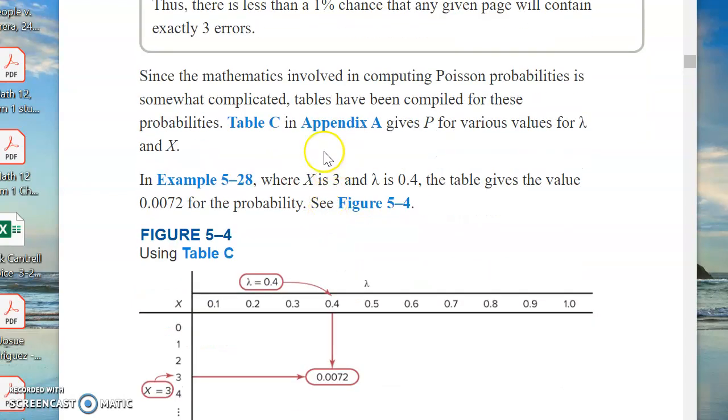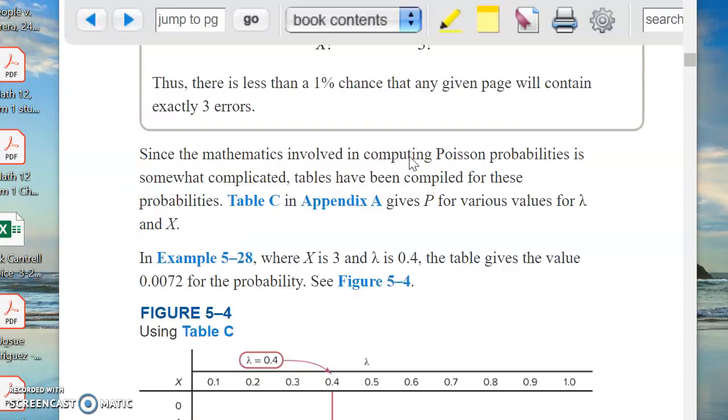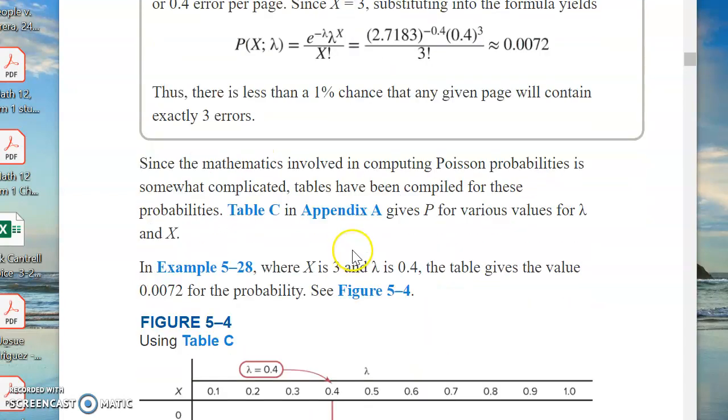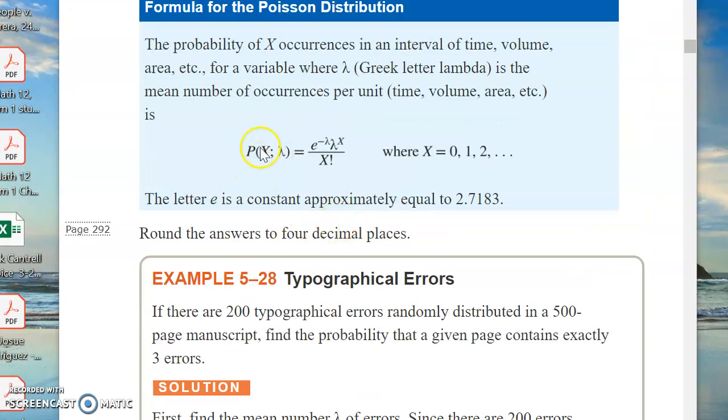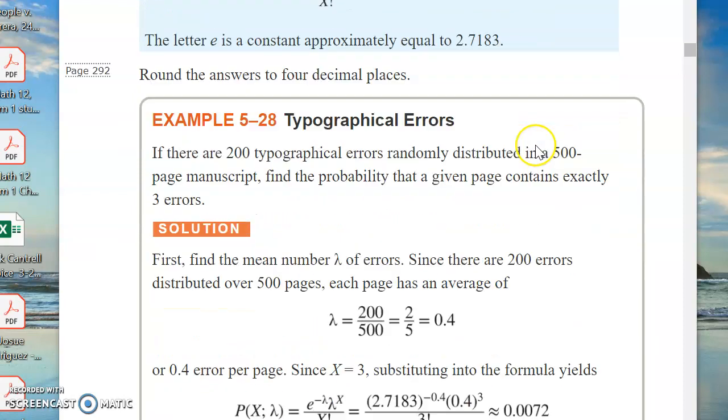So we have these tables. I'm going to let you look at that. It's table C in the appendix in your book. It gives the probability, P, for various values of lambda and x. I hope this notation was reasonably clear to you. It's P, that's probability, and then in the parentheses we have X, that's the number of successes, and then a semicolon, and then lambda, that's the mean number of occurrences, the mean number of successes per unit time. So the notation is a tiny bit different from what we've been saying.